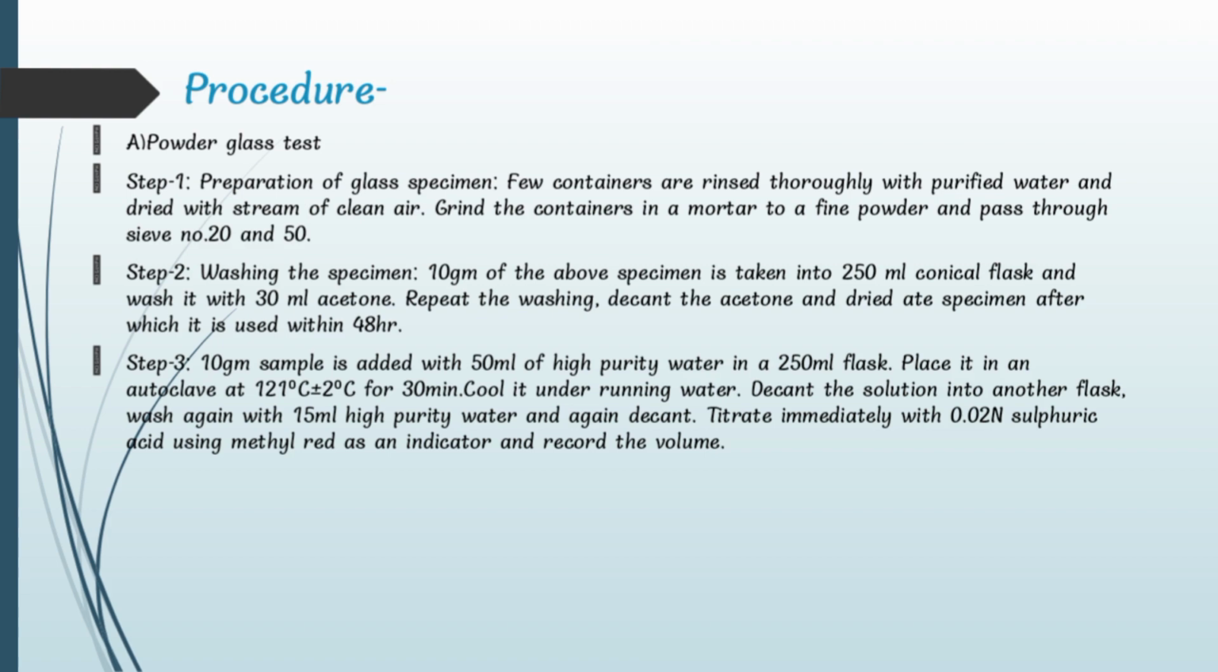Step 3. 10 gram of sample is added to 50 ml of high purity water in a 50 ml flask. Place it in an autoclave at 121 degrees Celsius plus or minus 2 degrees Celsius for 30 minutes. Cool it under running water. Decant the solution into another flask. Wash again with 15 ml of high purity water and again decant. Titrate immediately with 0.02 normal sulfuric acid using methyl red as an indicator and record the volume.